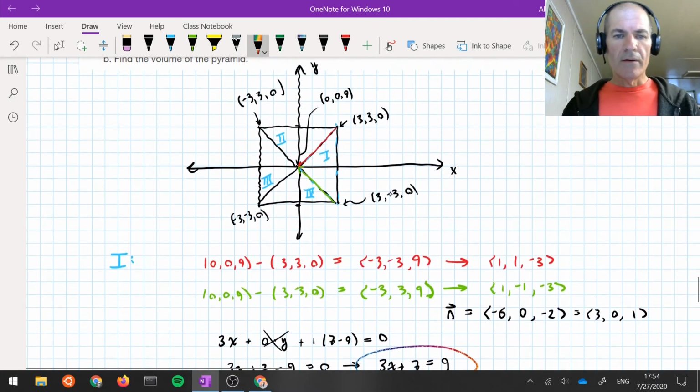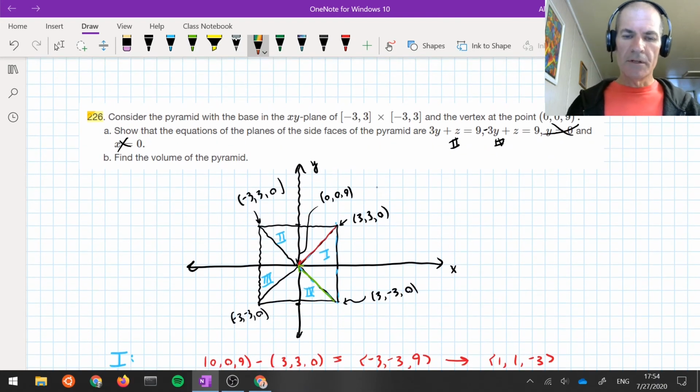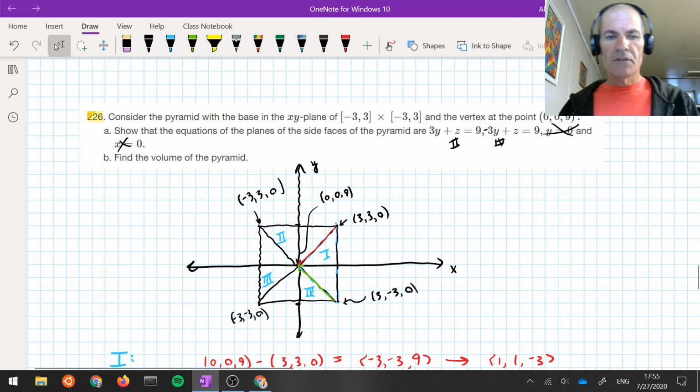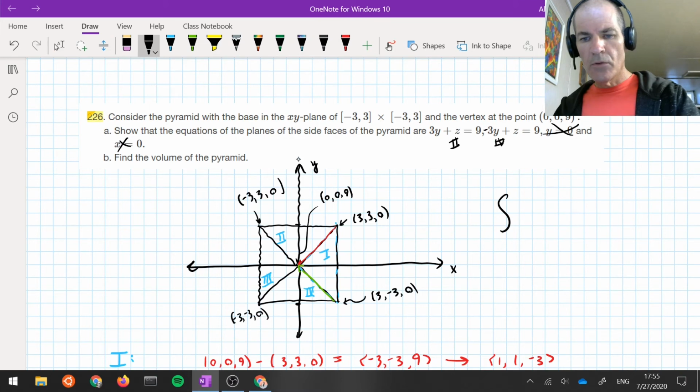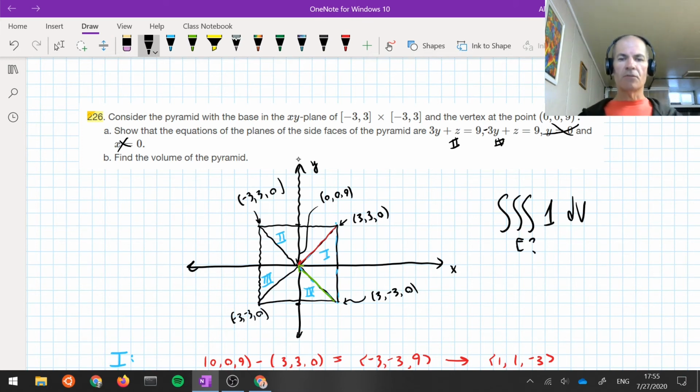All right. Now, find the volume of the pyramid. The volume of the pyramid is really just performing a triple integral of 1 dV. And what we need to do is find some region that's going to give us the volume of this pyramid. Now, it would be a lot of work to do all of these integrals, because when you're integrating in the z direction, depending on where you are in the base, you're going to be going up to a different face.